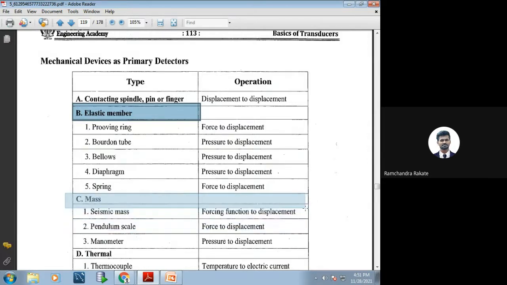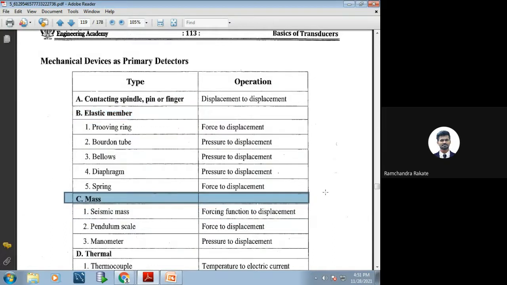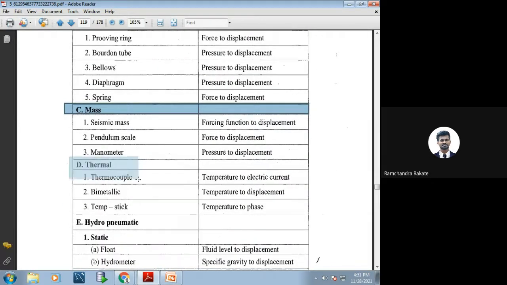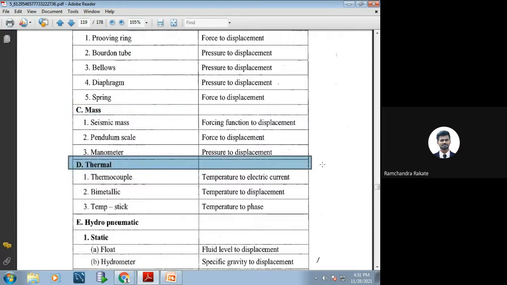Next we have the mass. For mass, the seismic mass is there, which converts force to displacement. Pendulum scale is there, force to displacement. Manometer is there, pressure to displacement. Then we have the thermal: thermocouple, that is temperature to electrical signal; bimetallic, temperature to displacement; and the temperature stick, that is temperature to phase, correct?